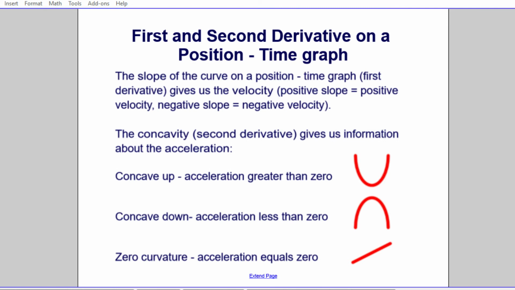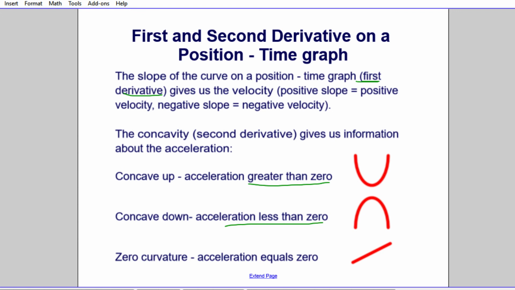Summarizing what we just showed on the previous graph, the slope of the curve on a position time graph, otherwise known as the first derivative, that gives us the velocity. Positive slope, positive velocity. Negative slope, negative velocity. The concavity, that represents your second derivative. And again, in this case, that would be acceleration. So concave up, acceleration greater than 0. Concave down, acceleration is less than 0. And if you have 0 curvature, your acceleration equals 0, because the second derivative would be 0.